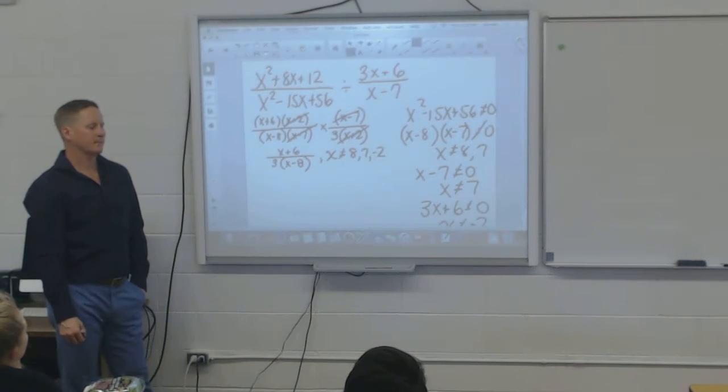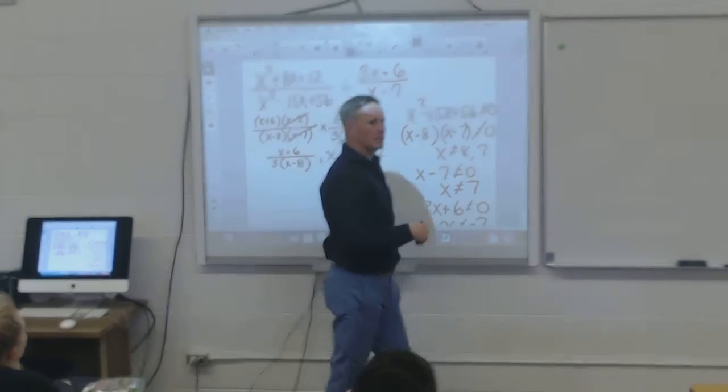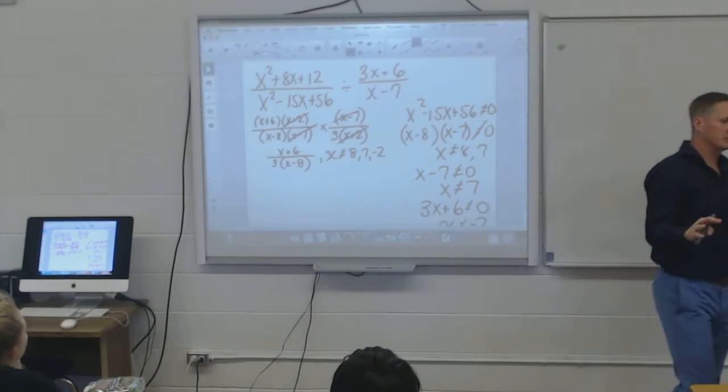Yes, Rex? Do you ever want us to distribute the 3 through the brackets? No. The whole point is to reduce, reduce, reduce. Okay, so once you've got it factored out, just keep it factored out.